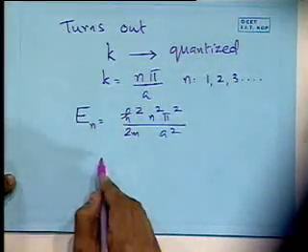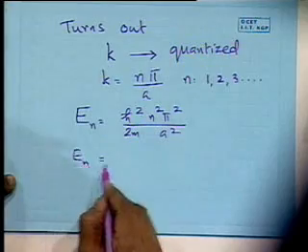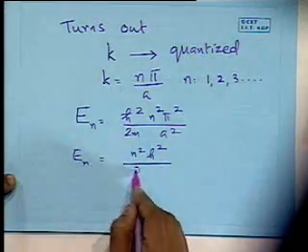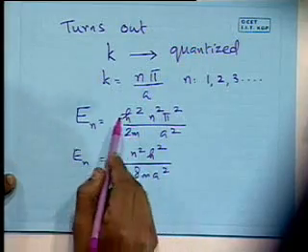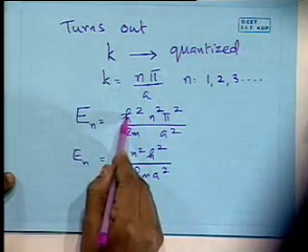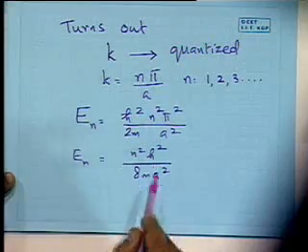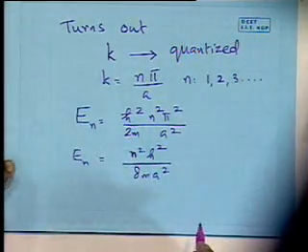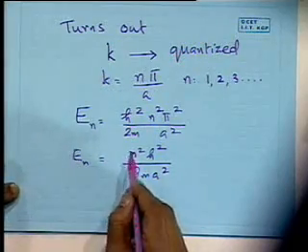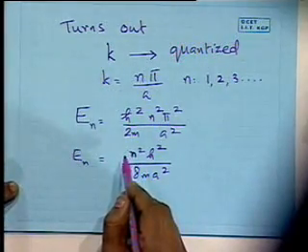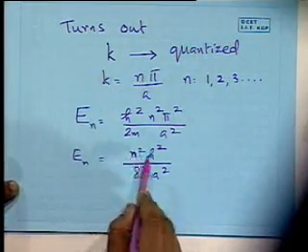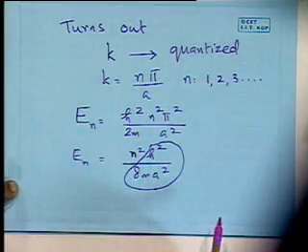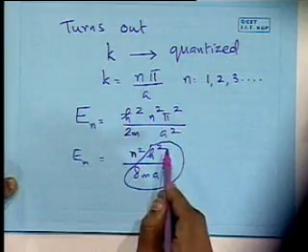And simplifying this, we get that En is equal to n squared h squared by 8m a squared. Here it is h bar in this part. I have simplified that out, so we get h. Okay. So here it's going to be the square of these integers. E1 is then 1 times this number. E2 will become 4 times this, and so on.